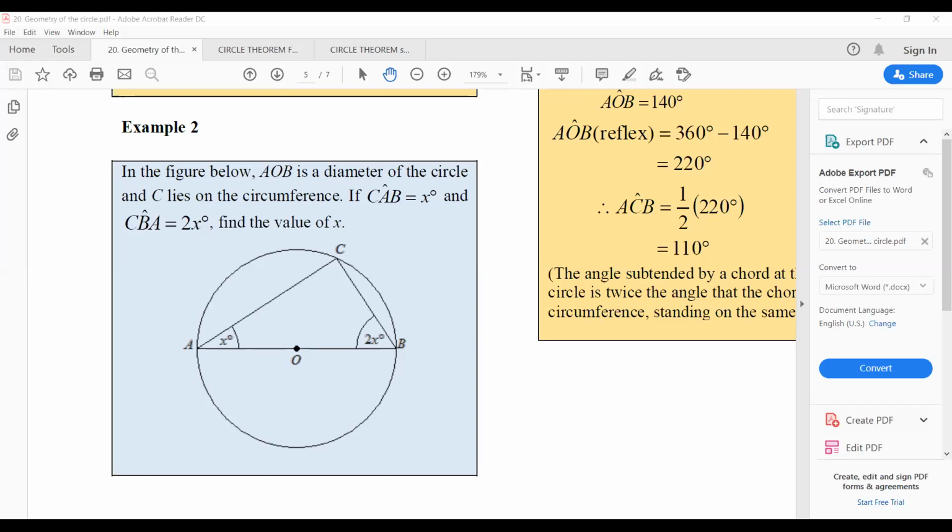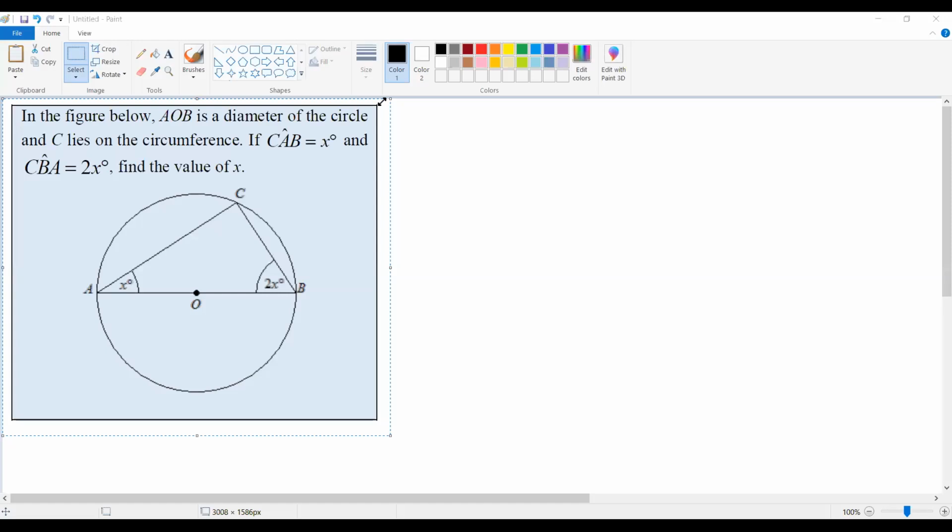Anybody figure it out? Yes, I figured it out. All right, let's hear what you get. For X, I got 90. Okay. And which theorem did you use? Theorem 3. Yes.